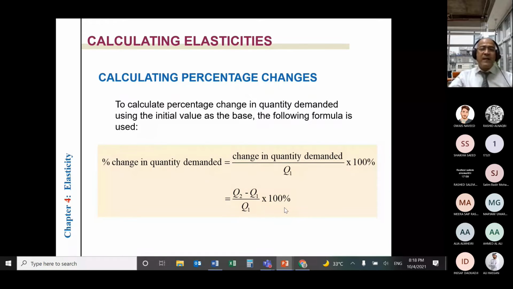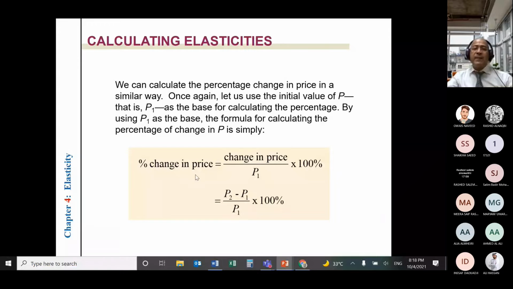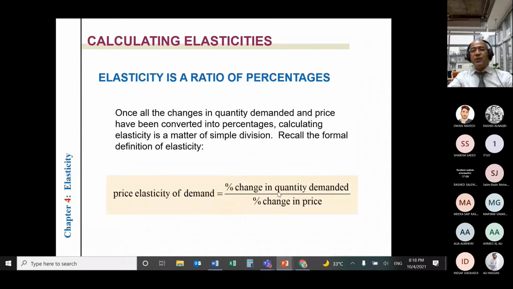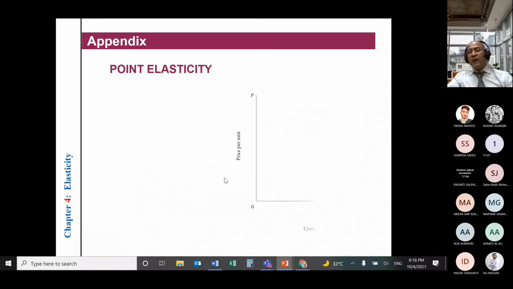But I will summarize the formula later. And similarly, we can calculate the percentage change in the price. So the new price, which is 8, minus the old price, which is 10, divided by the old price, times 100. Then, dividing the percentage change in quantity demanded by the percentage change in the price, we will get 5.